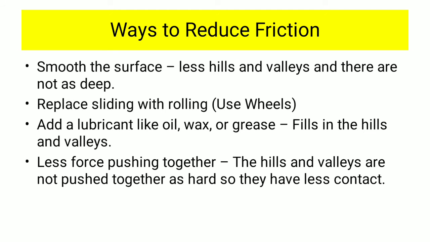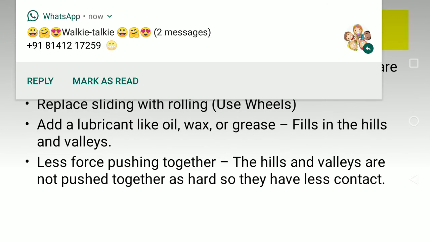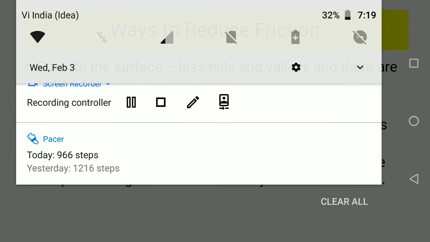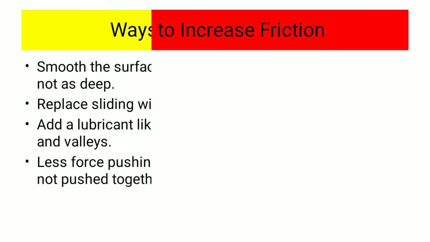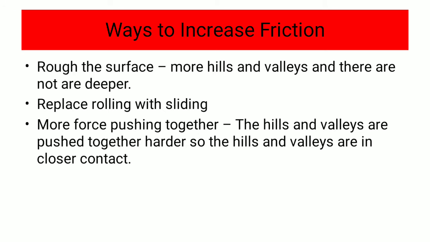Now there are different ways to reduce the friction. We can smoothen the surface. We can use lubricant. We can use wheels, and we can apply less force. In these ways, we can reduce the friction on the body. Different ways to increase friction: if the surface is rough, if we replace a sliding object with a rolling one, if we use a roller object instead of sliding, if we apply more force, then the hills and valleys are pushed together.